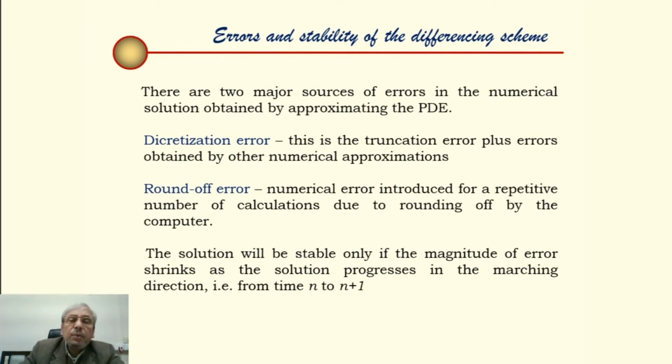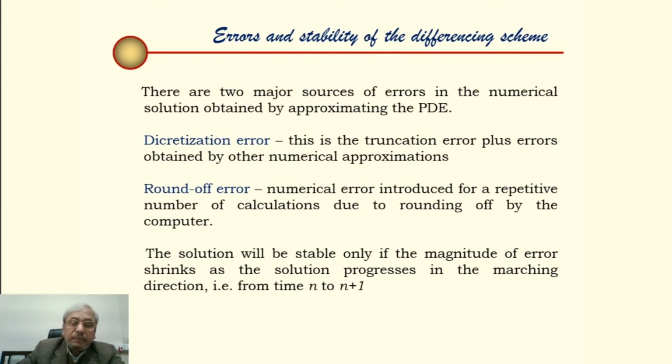Now we'll discuss errors and stability. There are two major sources of errors in the numerical solution obtained by approximating the PDE. One is discretization error. This is the truncation error plus errors obtained by other numerical approximations. And then round off error. Numerical error introduced for a repetitive number of calculations due to rounding off by the computer up to some specified decimal place.